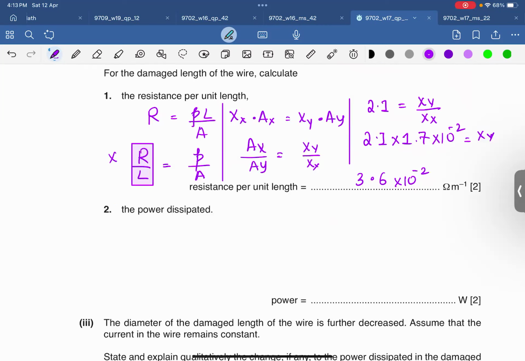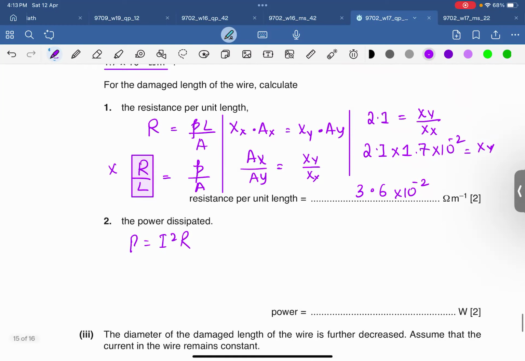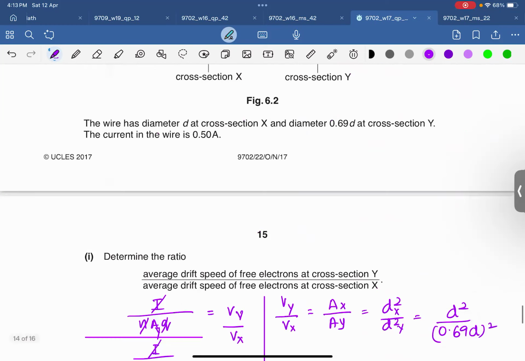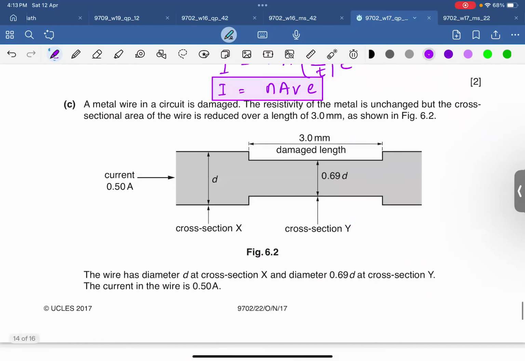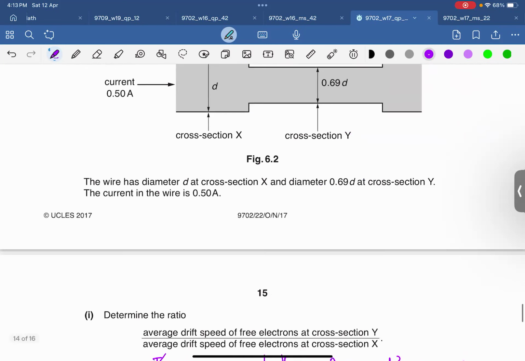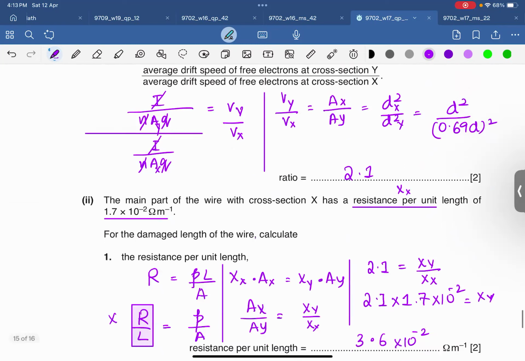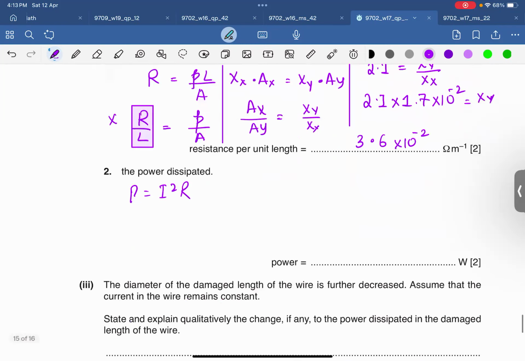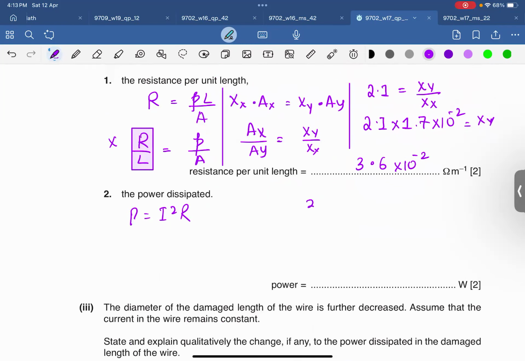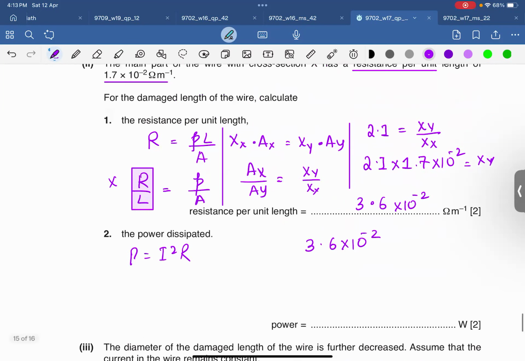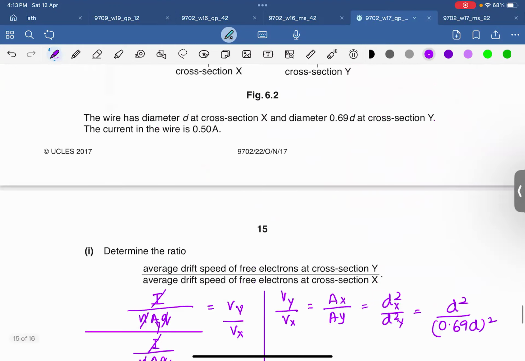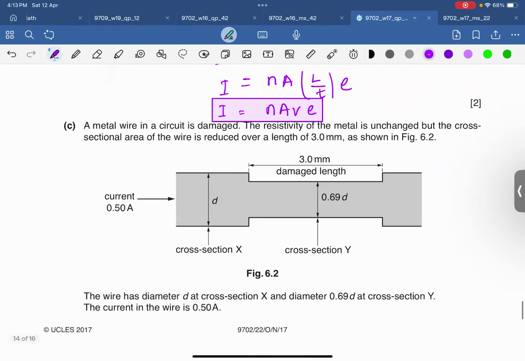Power is equal to I squared R, right? The current is 0.5 ampere, and the resistance is to be found. We find the resistance per unit length of x, which is 3.6 exponent negative 2, right? And we also know that the length is 3 millimeter. So we can find the actual resistance.